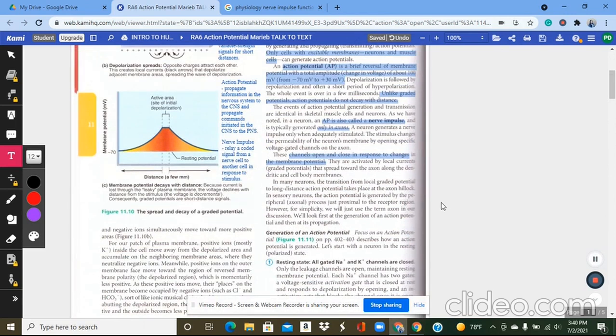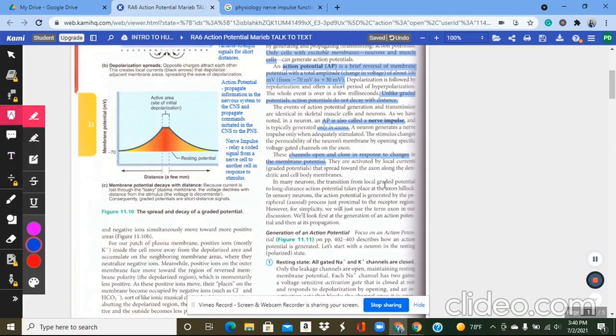Okay, so now that I'm done with that, I guess I could move on to the next paragraph. In many neurons, the transition from local graded potential to long distance action potential takes place at the axon hillock. In sensory neurons, the action potential is generated by the peripheral or axonal process just proximal to the receptor region. However, for simplicity, we'll just use the term axon in our discussion. We'll look first at the generation of an action potential and then at its propagation.